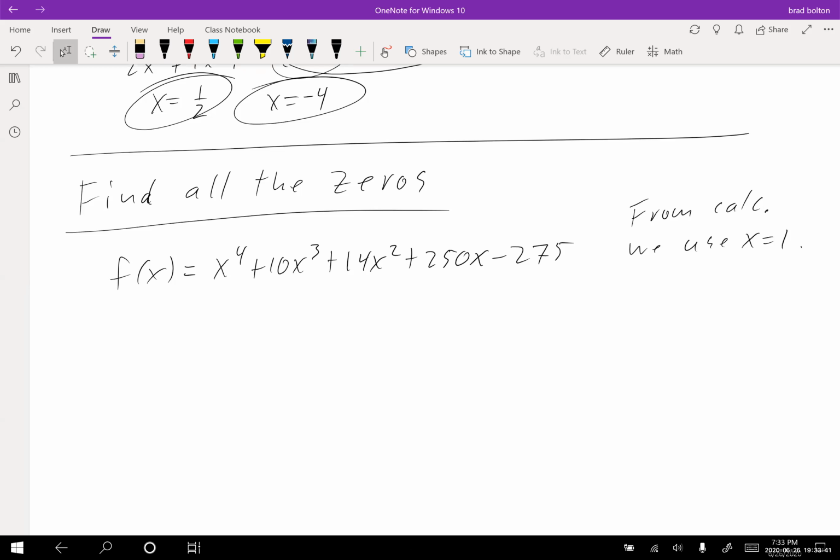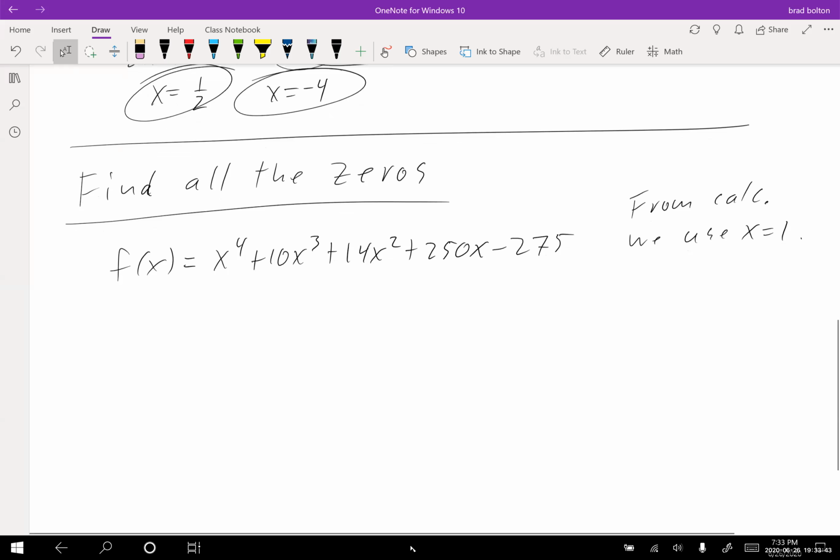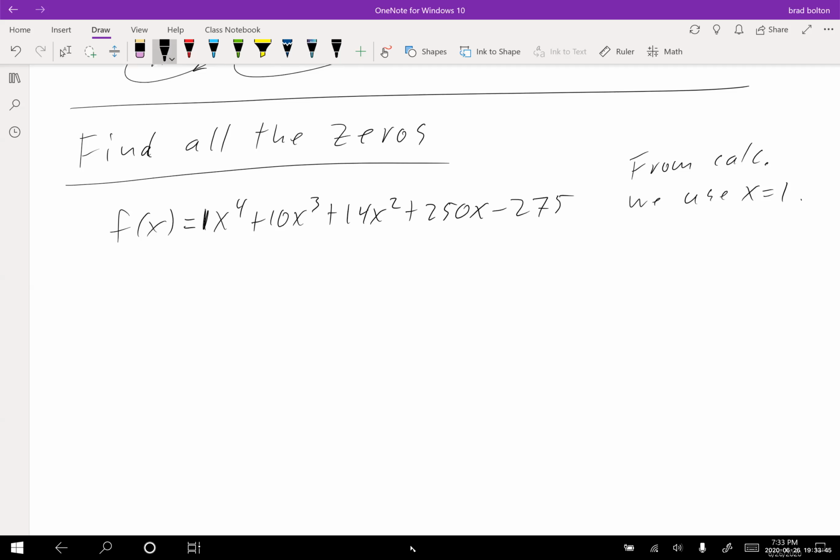Synthetic division works really well when there's a 1 in front of the biggest degree. It also works really well when you're not dealing with imaginary numbers. There's all kinds of ways you can do it, but I just want to stick to that. So when you see a 1 in front, synthetic division probably works.